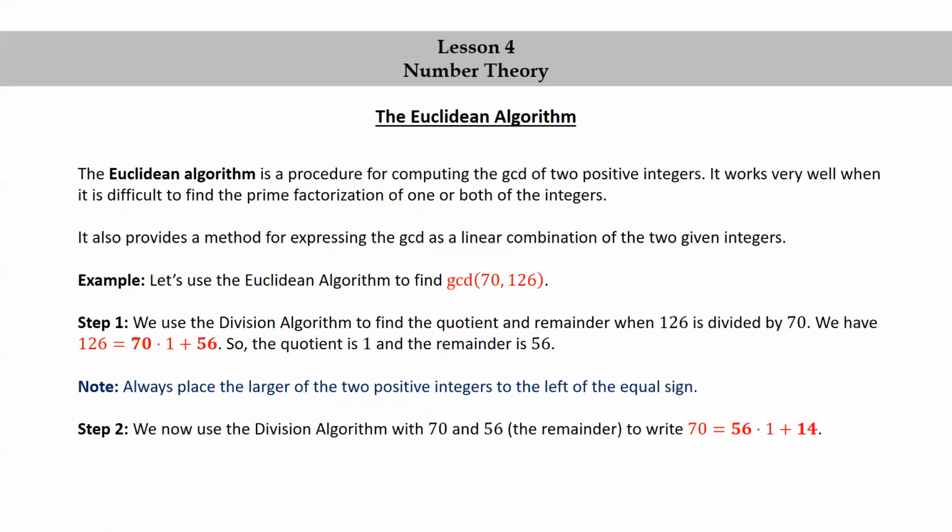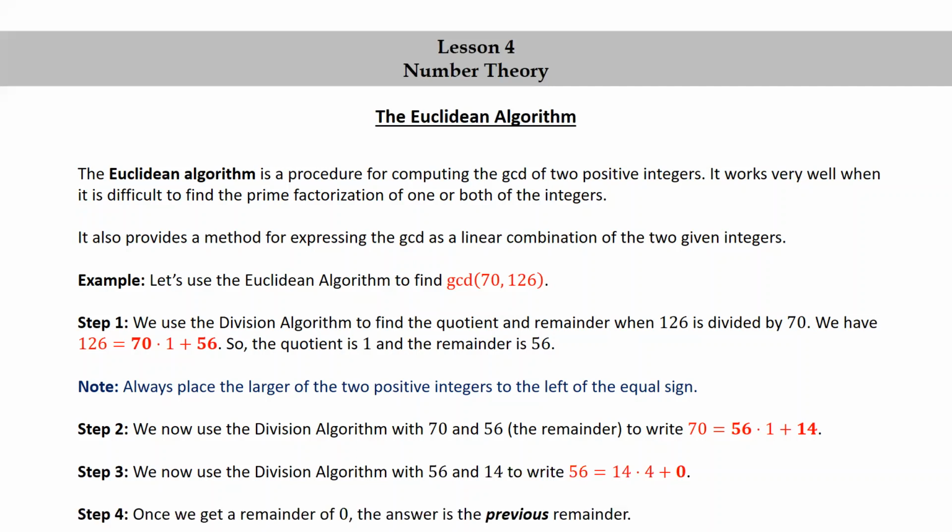Step 2. We now use the division algorithm with 70 and 56, the remainder, to write 70 equal to 56 times 1 plus 14. Step 3. We now use the division algorithm with 56 and 14 to write 56 equal to 14 times 4 plus 0. Step 4. Once we get a remainder of 0, the answer is the previous remainder. So the GCD of 70 and 126 is equal to 14.